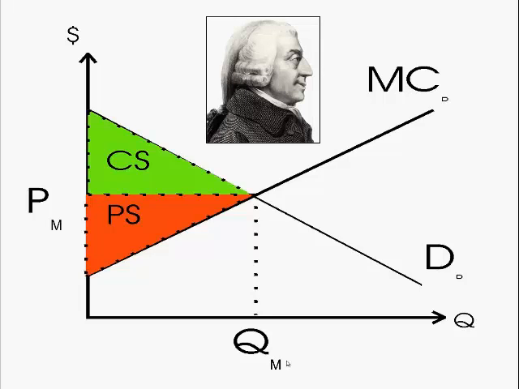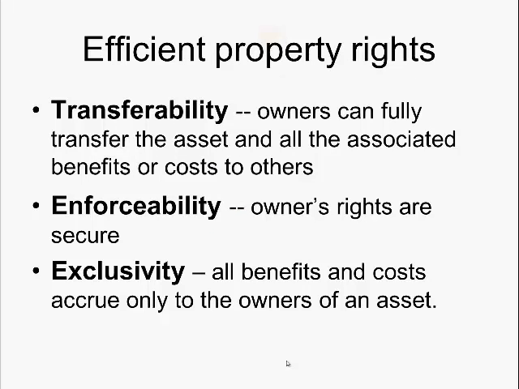Now, how does this happen? Is it just magic? Well, it actually depends upon three critical characteristics of efficient property rights. These are transferability, enforceability, and exclusivity. Transferability means that owners can fully transfer an asset and all the associated benefits or costs to somebody else. So they can get rid of it. They can sell it. They can give it away if they want to, whatever they want to do, but they have the ability to do that.